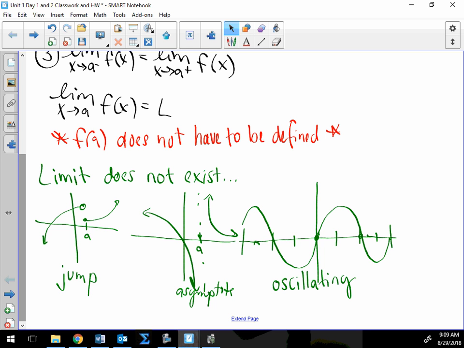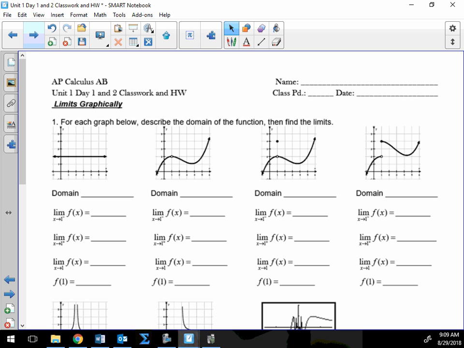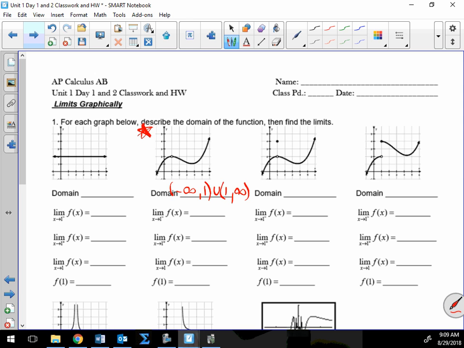But let's go ahead and take a look at your pack that you have here. That first page. And I want you to go ahead and let's just go with this guy here. Let's take a look at this one. So it says, describe the domain and then find the limits. All right, so for this one here, what is our domain? Good. Negative infinity to 1, union 1 to infinity. All right, so we already see there could be a potential issue for a limit, perhaps, because it's not defined there. But we'll see if it causes a problem.